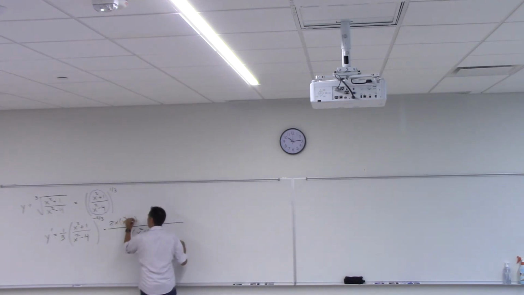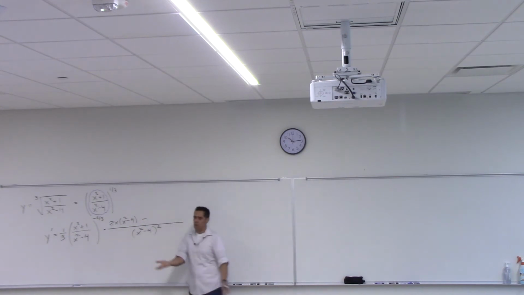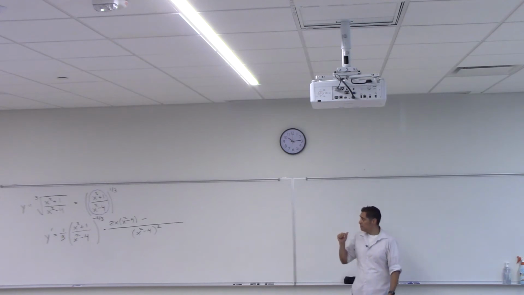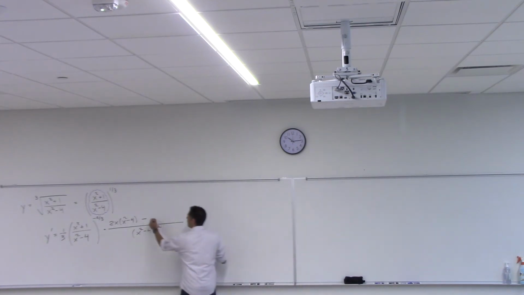Now what? Minus, because it's quotient rule. Minus is in the formula. Now, the next piece, 2x as well. That's the derivative of the bottom, and then times the top, x squared plus 1. There we go.